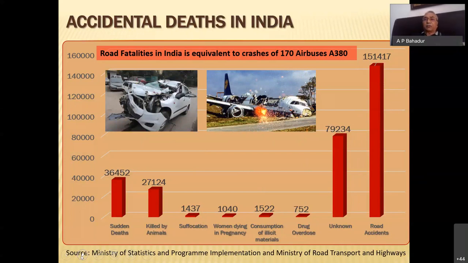Whereas we are losing, rather 170 Airbuses are getting crashed if we correlate them with our fatalities. These days, although it's not a very good comparison, as you can see here, we have a lot of concern for the fatalities due to COVID-19, but we are killing every year more than the victims of COVID. So that is why road safety is such a crucial issue, and it should be for our country.